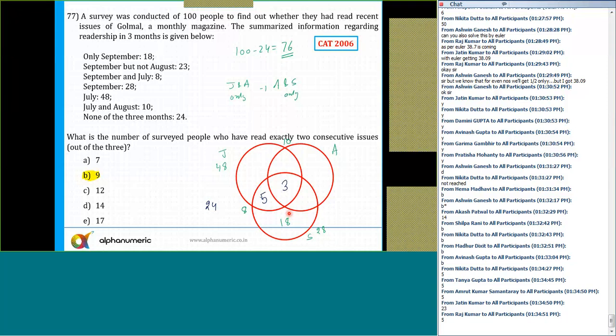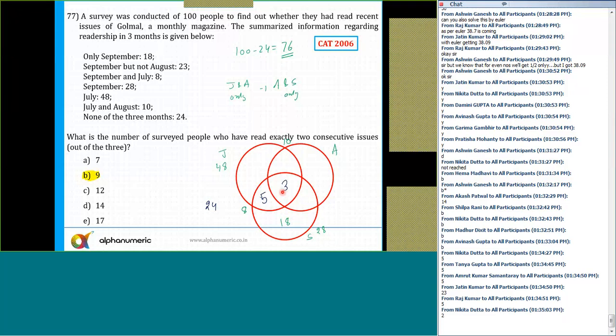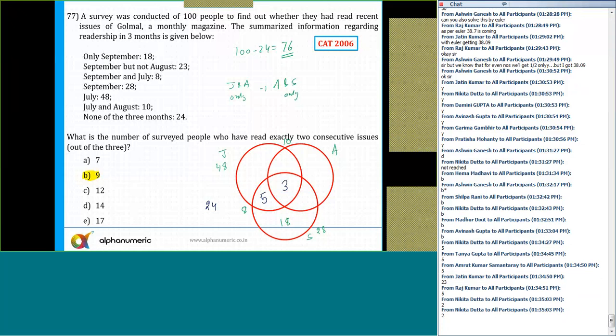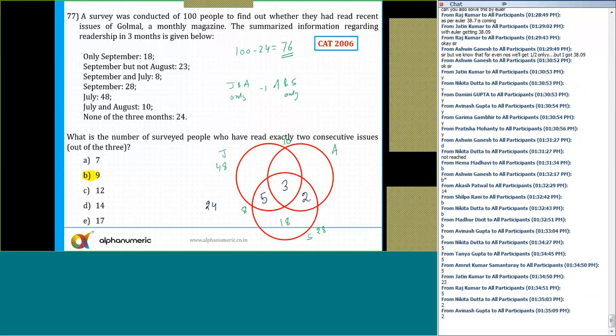So what is this reason now? 5 plus 3 is 8. 8 plus 18 is 26. So this is equal to 2. So this will be equal to 2 here. Okay, that's it. Okay, this will be equal to 2.